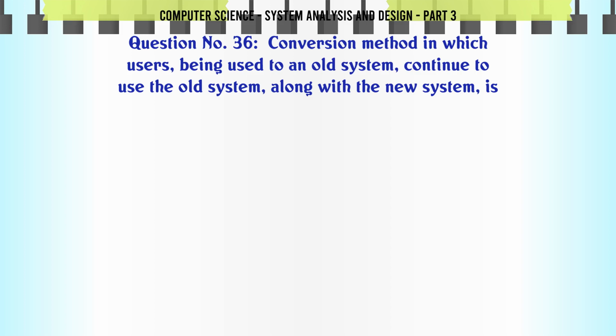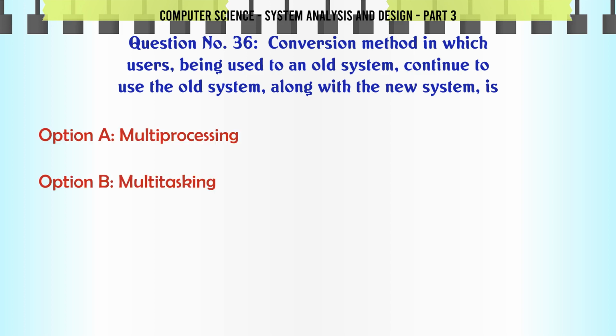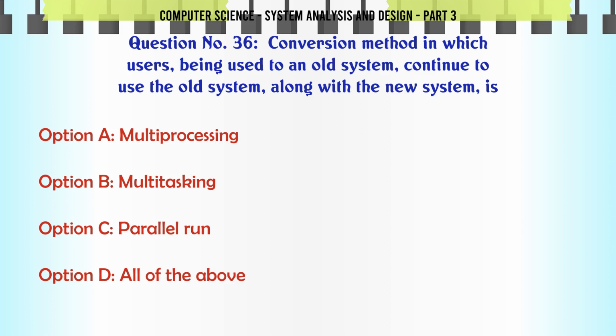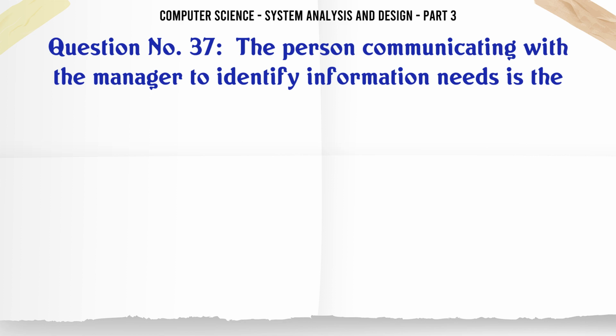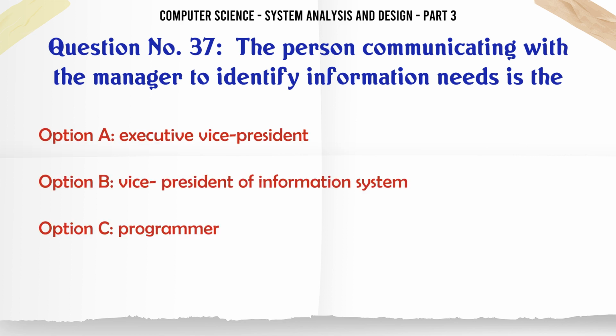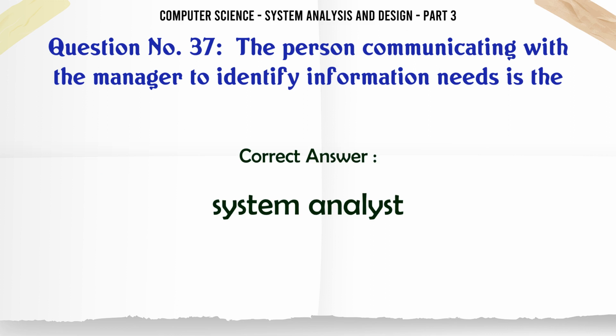Conversion method in which users used to an old system continue to use the old system along with the new system is A. Multiprocessing, B. Multitasking, C. Parallel run, D. All of the above. The correct answer is parallel run. The person communicating with the manager to identify information needs is the A. Executive Vice President, B. Vice President of Information System, C. Programmer, D. System Analyst. The correct answer is System Analyst.